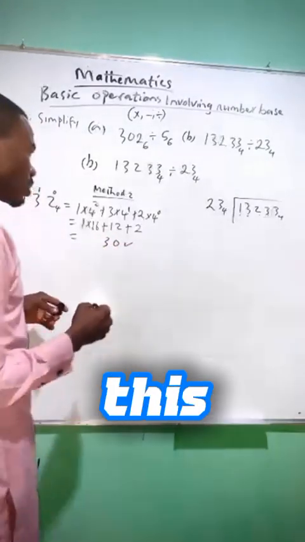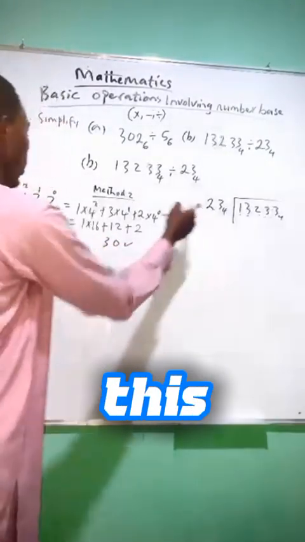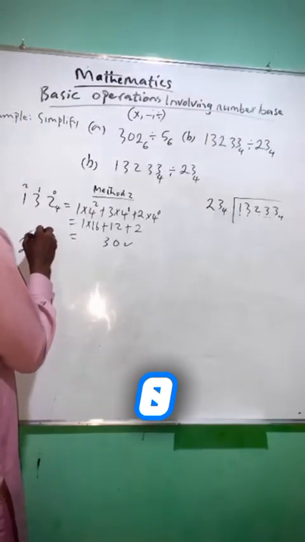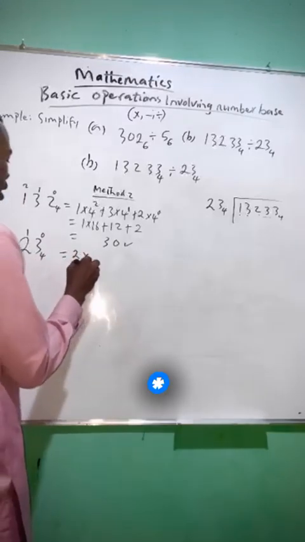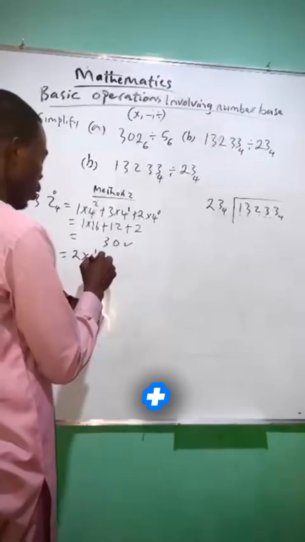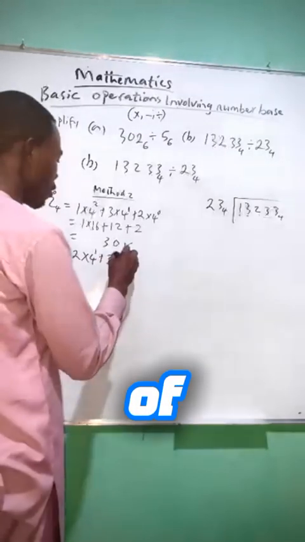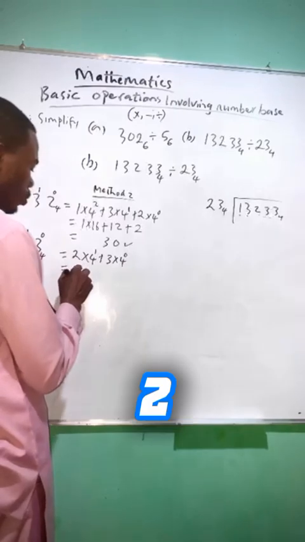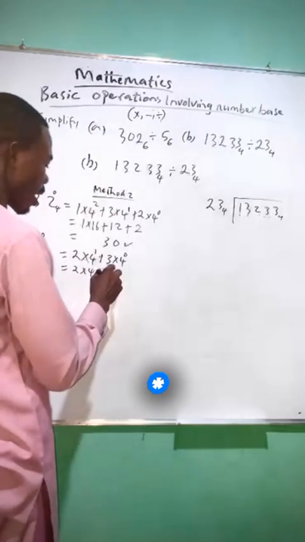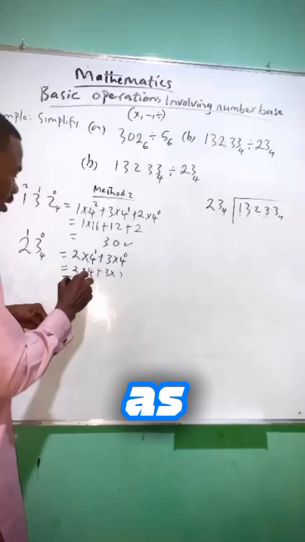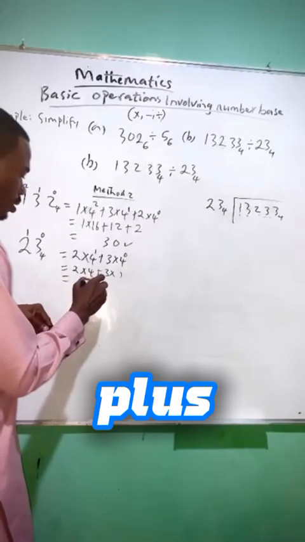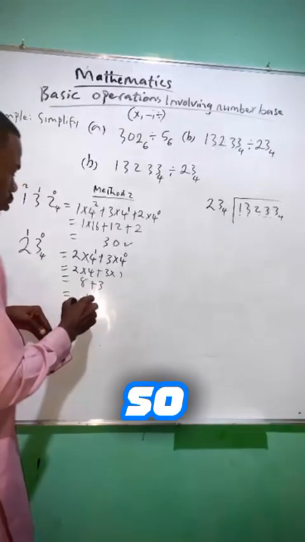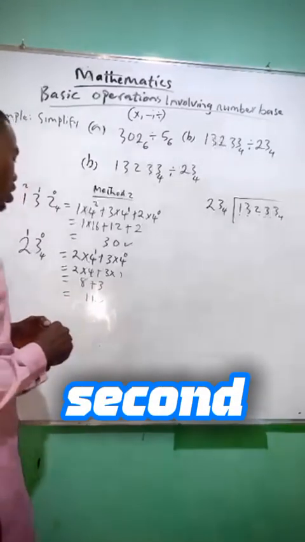So I've gotten this. I also need to convert this. 23 in base 4 is the same as 2 times 4 to the power of 1 plus 3 times 4 to the power of 0. This is the same thing as 2 times 4 plus 3 times 1. So this is the same thing as 8 plus 3, which is equal to what? 11. So I've gotten my second answer.